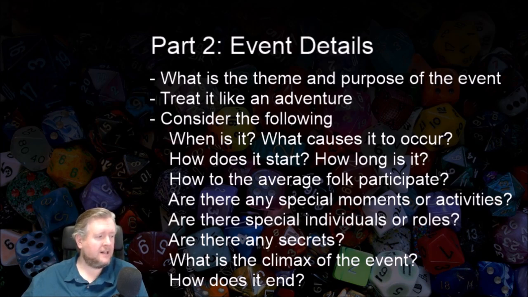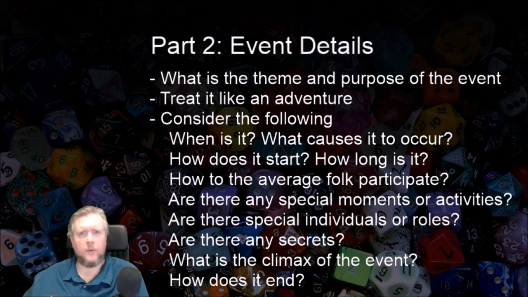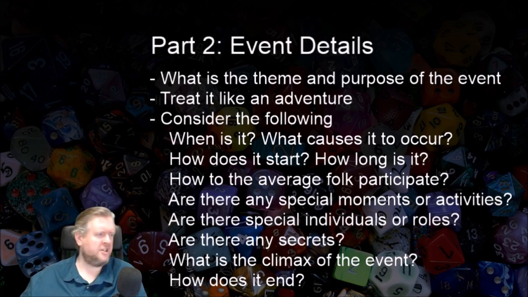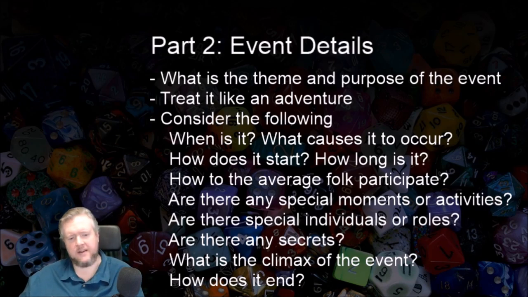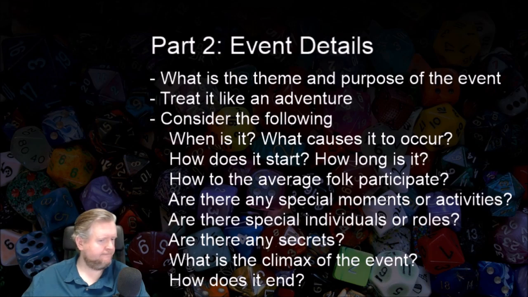What is the climax of the event? What brings it to a head? What is the main moment that everyone will remember? And how does the event end? Figure out all those things and you're almost there. You're almost there, but not quite. Because the last thing you need to figure out is how the event or holiday works in play.